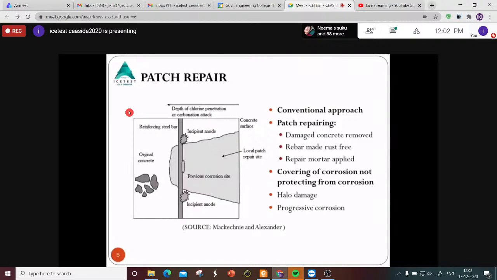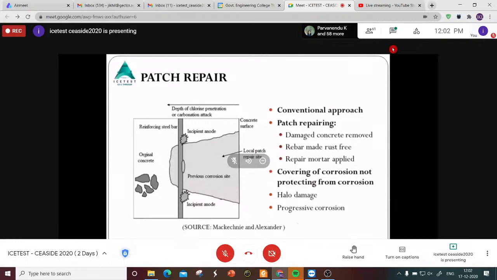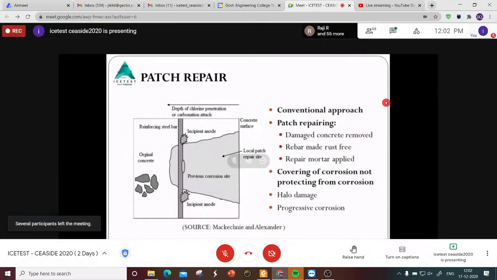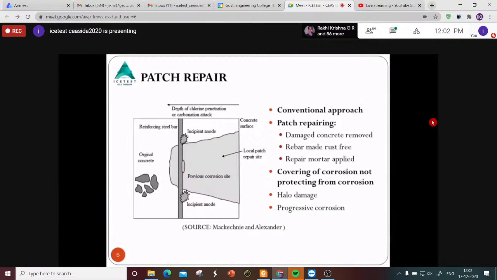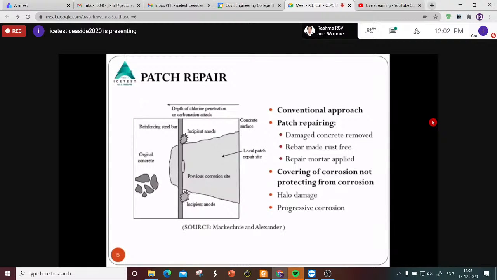So first, let's see the traditional approach, that is patch repairing. Patch repairing is the conventional and the most commonly used practice. Once the corrosion stains are observed on the concrete surface, first we remove the damaged concrete where the stain is observed, then the corroded steel surface is cleaned and made rust-free. Then the repair mortar, which is commercially available, is mixed with water and applied as patches. Now, according to literature, this patch repairing is just the covering of corrosion, and it is not a technique of protection from corrosion. And this is due to the effect known as halo damage.